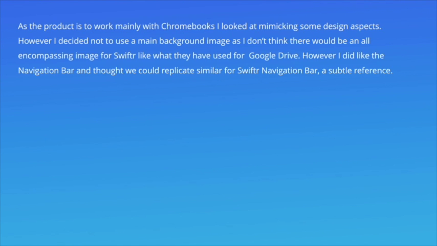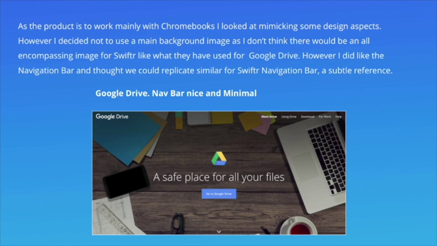As the product is to work mainly with Chromebooks, I looked at mimicking some design aspects from Google products. However, I decided not to use a main background image as I don't think there would be an all-encompassing image for Swifter like what they have used for Google Drive. However, I did like the navigation bar and thought we could replicate something similar for Swifter's navigation bar, a subtle reference to it.